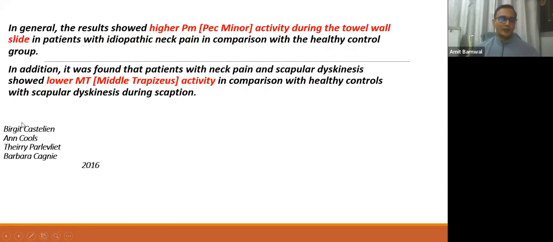They also found that in patients with idiopathic neck pain, compared with a healthy control group, there was a higher activity of the pec minor while performing the towel ball slide. They saw that the activity of the pec minor was very high, and in the same movement they found that the lower and middle trapezius activity was much less when the patient group had neck pain or scapular dyskinesia in comparison with the healthy group.